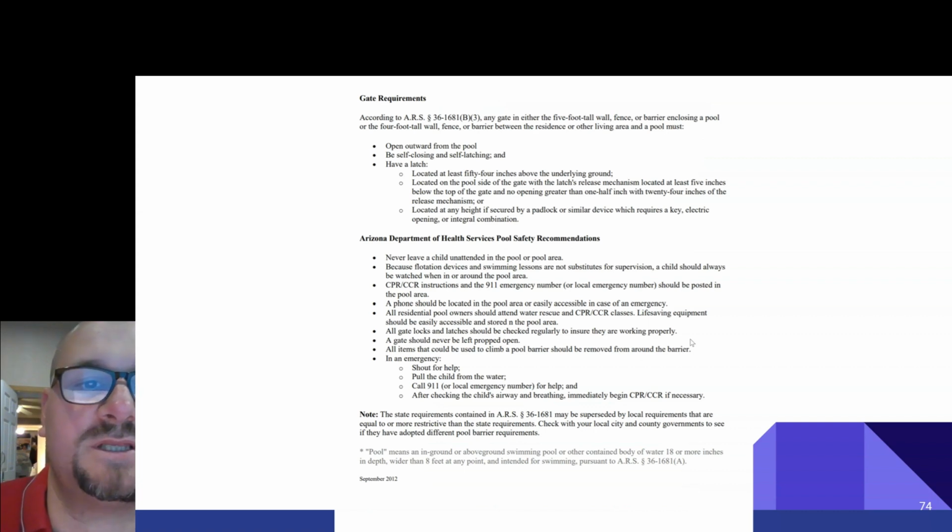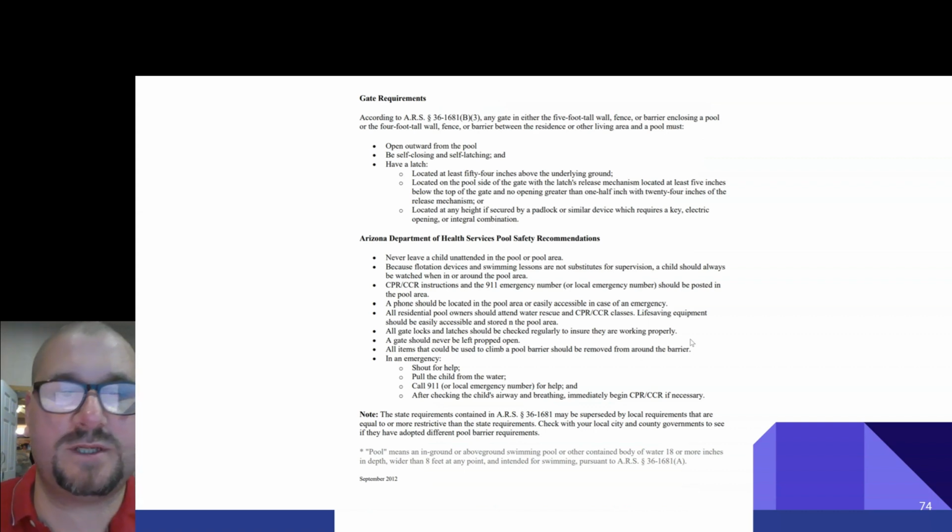Gate requirements are going to be listed here. Arizona Department of Health Services pool safety recommendation listed here.